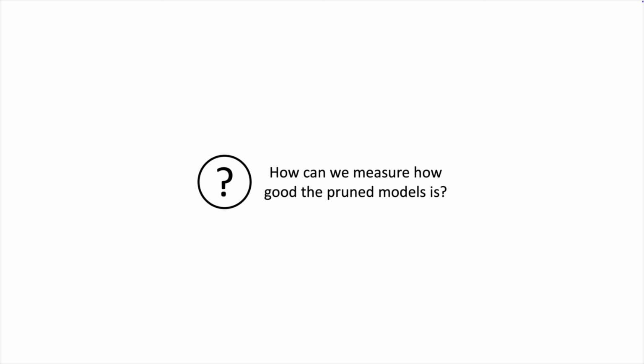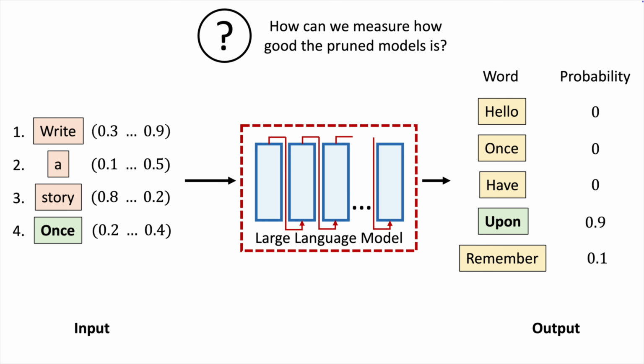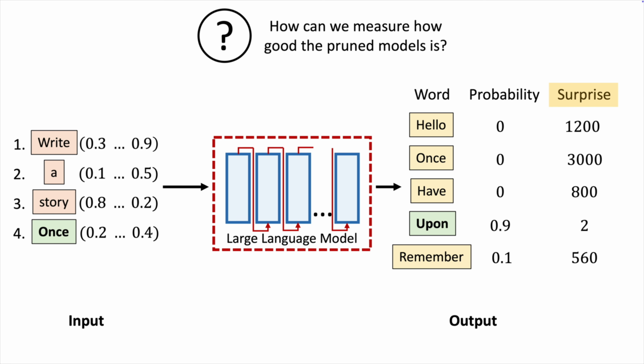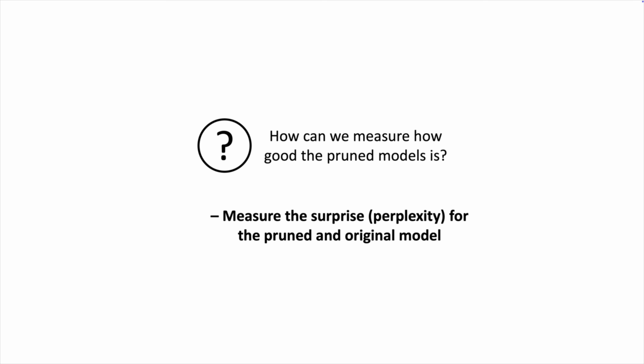Now we need to answer the most important empirical question. After pruning, how good is the model? Let's return to next token prediction. The model assigns a probability to every possible next token, and the real next token has some probability under that distribution. If the correct next token receives high probability, the model is not very surprised. If it has low probability, the surprise is large. Formally, token level surprise is minus the logarithm of the probability assigned to the correct next token. We average the token log probability over a text corpus and then exponentiate the result to obtain perplexity, the standard language modeling metric. Lower perplexity is better.